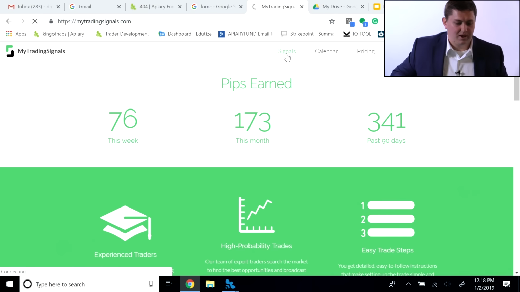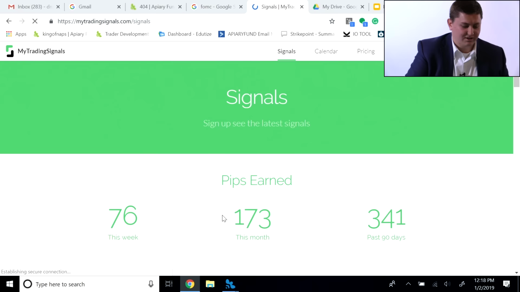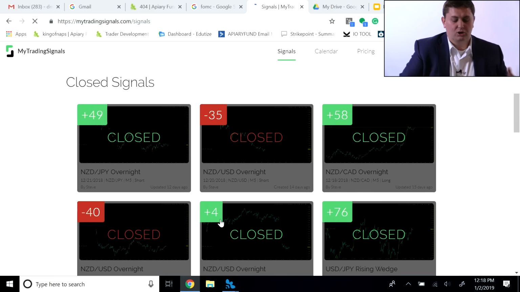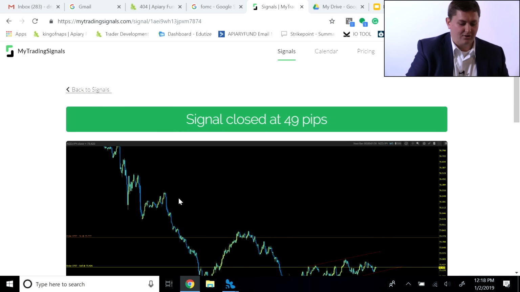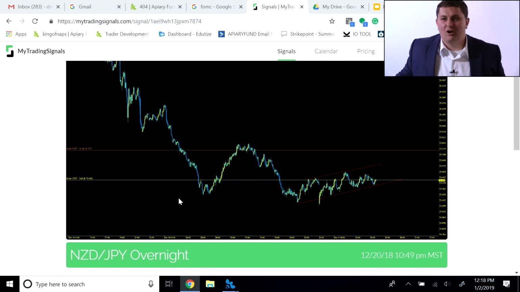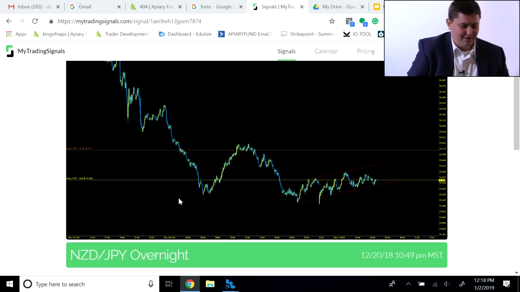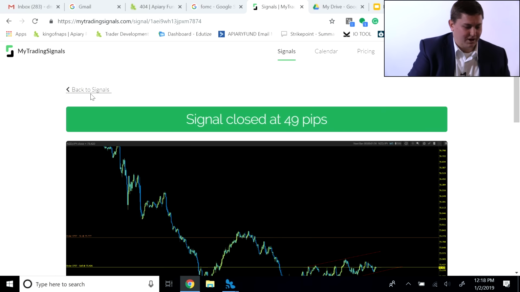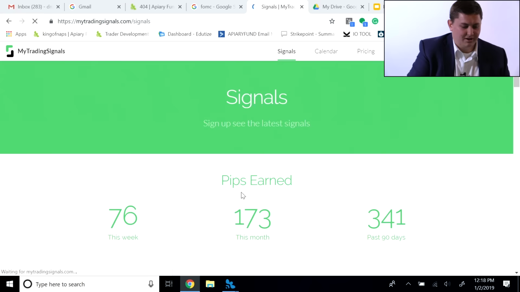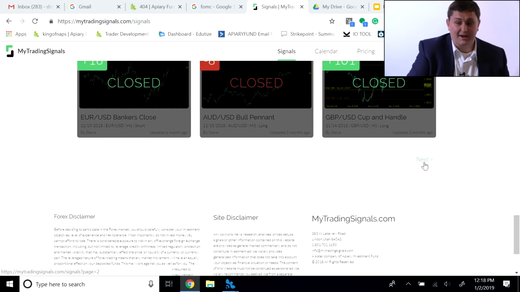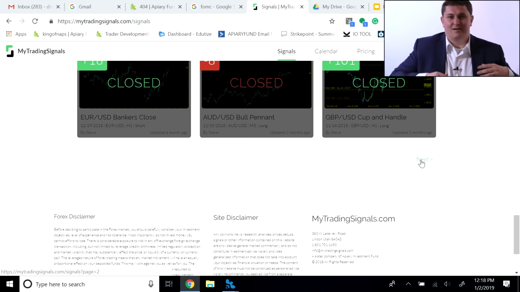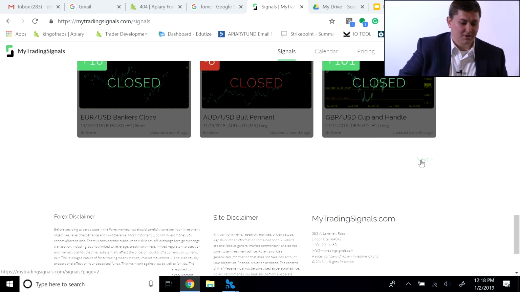You can go to the signals page, and you can actually see all of our closed signals. You can click on even the most recent signal here, now that it's closed, and you can see for yourself if this actually works and see if this is something that you could potentially use. Okay, so that's pretty nice. You can click on each one of these. In fact, we've got many pages of signals. You can scroll through right here. You can click on the next button here and scroll through all of the different trades that we have in the past.